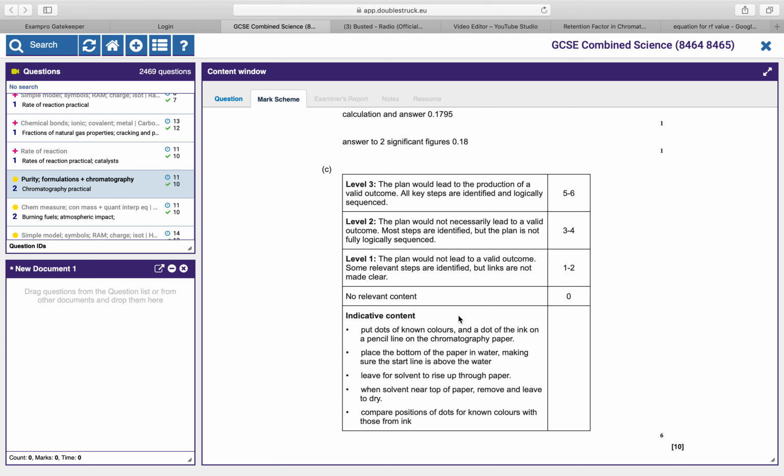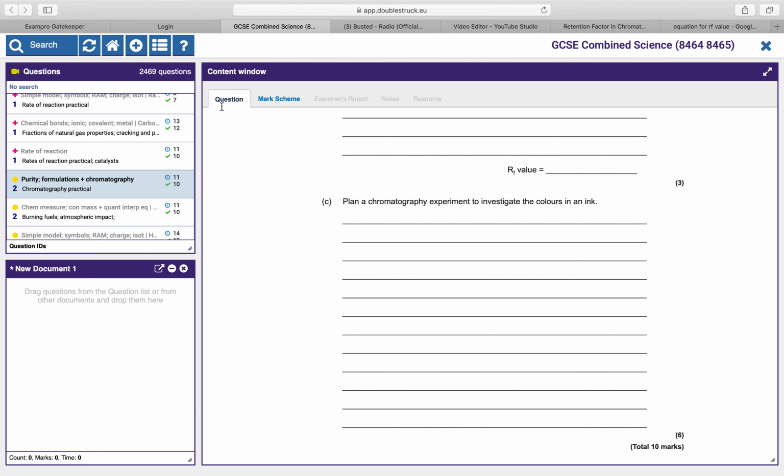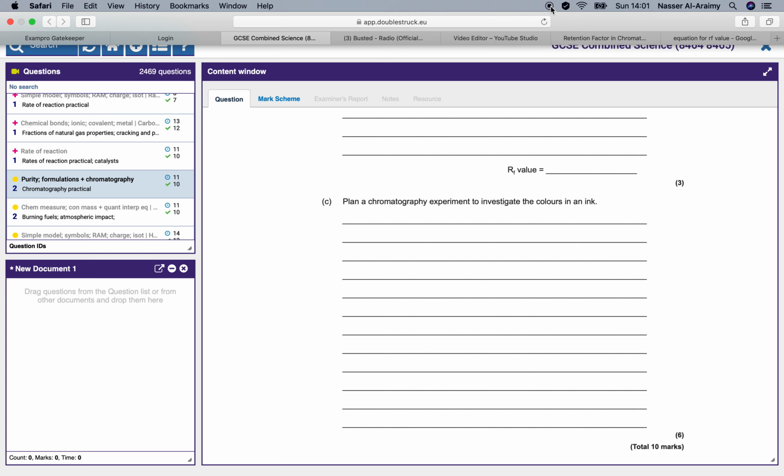Okay, so you could say calculate RF values and compare to a known data table, but you might not want to say that. In this instance, you can just compare it to those from the ink. But if you do get a question asking you to compare it with dyes or something, you could do that. Anyway, that's all.